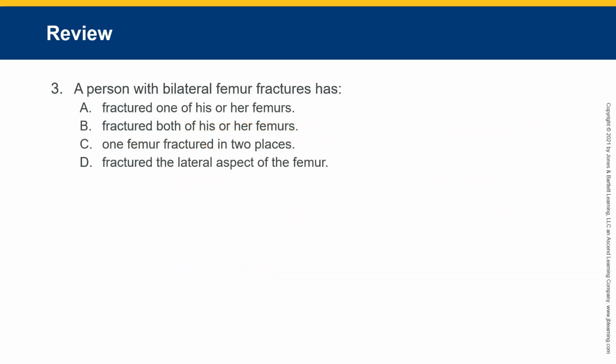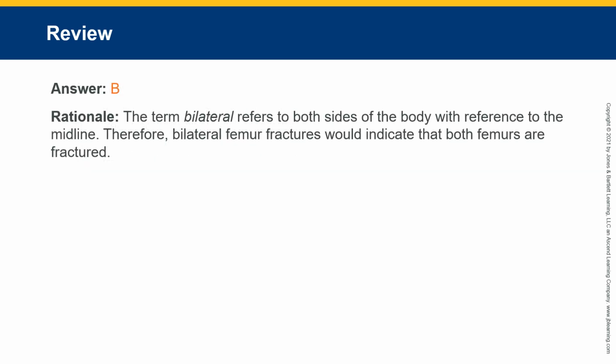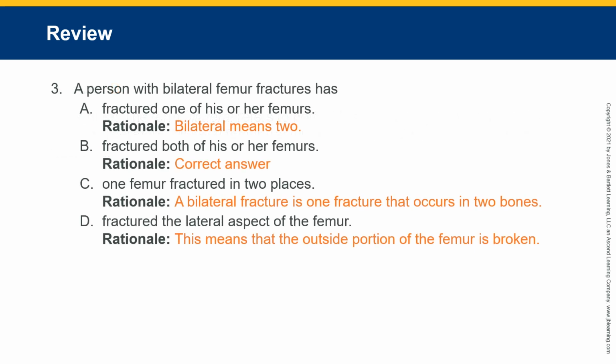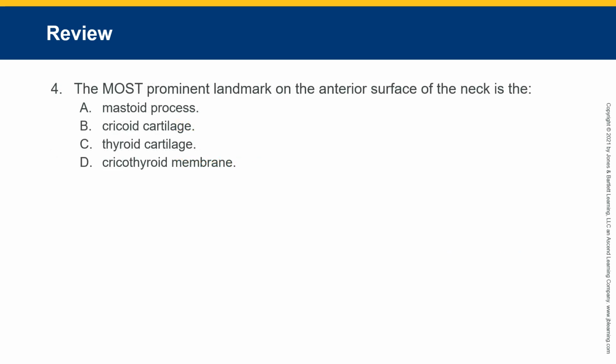A person with bilateral femur fractures has fractured one of his or her femurs, fractured both of his or her femurs, has one femur fractured in two places, or fractured the lateral aspect of the femur. What does bilateral mean? Both. Yep.